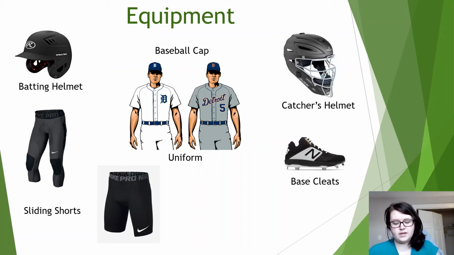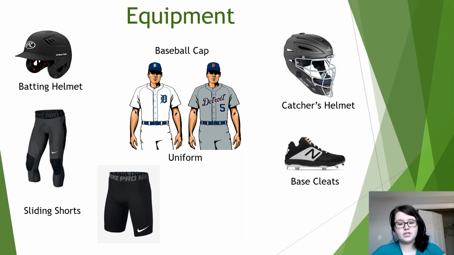Our catcher's helmet protects the catcher's head from the ball, and usually you will see the two pieces are detached, so sometimes you have to get the helmet and then buy the cage separately. And then we have our uniforms.